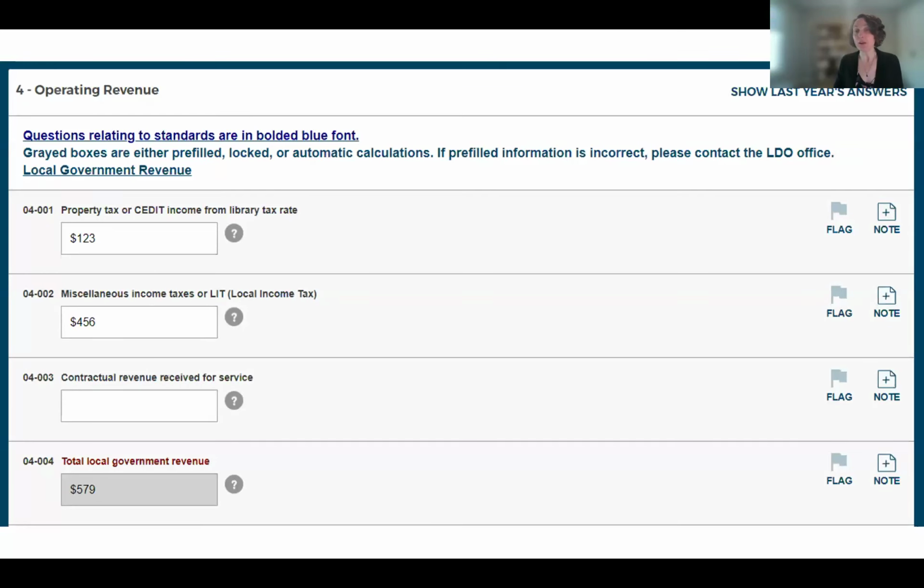We start with local revenue, which makes up the bulk of library operating funds in Indiana. Question 3, contractual revenue received for service, is specifically for libraries that have contracts with what would be otherwise unserved municipalities. So for most libraries, there will be nothing there. For question 4, we see the first of a handful of automatic calculations. You can't change the number by typing directly in that field. You can only change that number by updating the answers that feed into it.